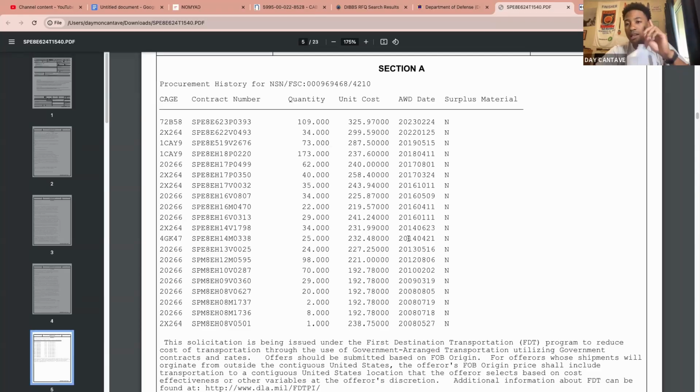So give me 1 second. I just got a client text. I'm going to respond to it, and then we're going to get back to breaking down procurement history.